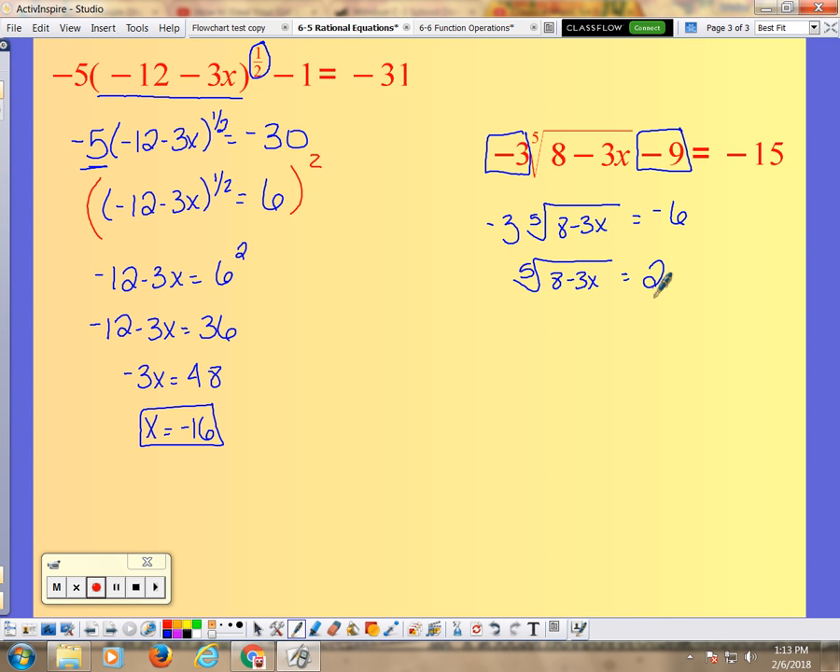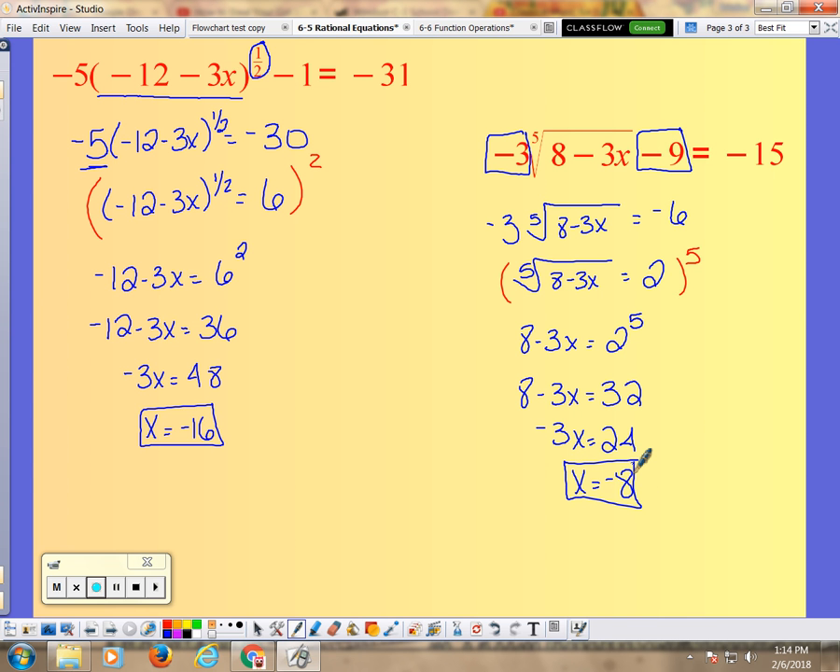Now, how do I undo a 5th root? Yep, I'm going to take it to the 5th power. So I'm going to take everything to the 5th power, which knocks out the radical, and then I'm going to have 2 to the 5th. Well, 2 to the 5th is 2 times 2 is 4, times 2 is 8, times 2 is 16, times 2 is 32. I'm going to subtract 8, and I'm going to divide by -3. That's not so bad.